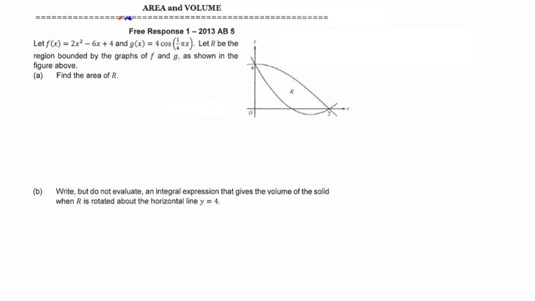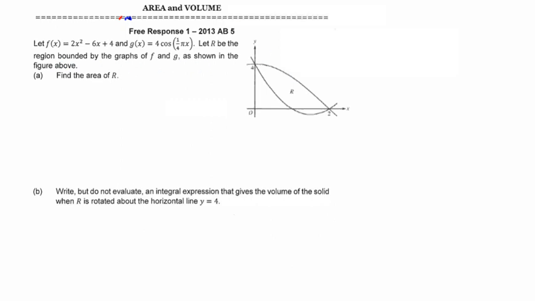This is the free response problem 1. That's from the 2013 AB calculus test, problem 5. Let f of x equal 2x squared minus 6x plus 4 and g of x equal 4 cosine of 1/4 pi x. Let R be the region bounded by the graphs of f and g as shown in the figure above. Well, actually here it's to the right. Find the area of R.